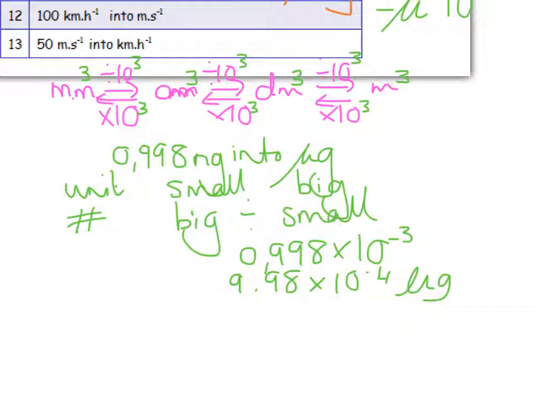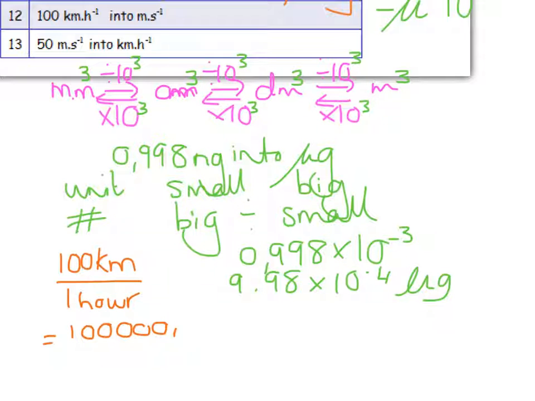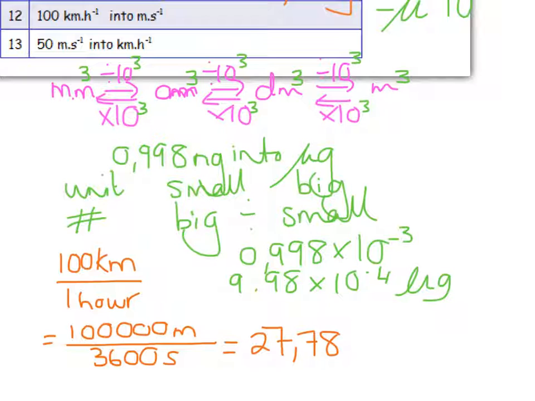Now we get onto our kilometers per hour and our meters per second. And this, I really recommend that you use the long method. I am going to say, what does 100 kilometers per hour really mean? It really means 100 kilometers divided by 1 hour. If I want to change that into meters per second, it is the same as 100,000 meters per 1 hour in seconds is 3,600 seconds. And when I punch that into my calculator, I foolproofly get 27.78 meters per second.